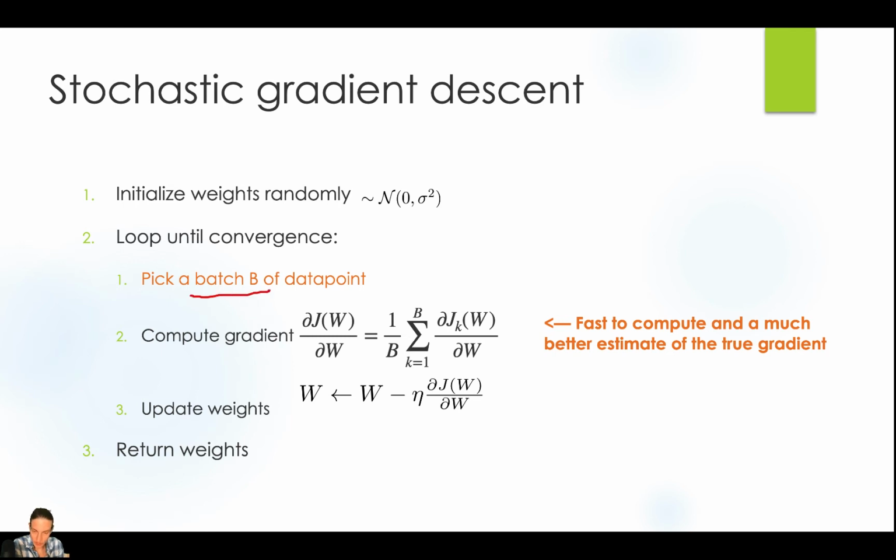So a small variation, which is what in the end we call stochastic gradient descent: pick a batch of data points. Now compute the same gradient for one data point, but do it for the whole batch, and then average it. Okay. It's still fast to compute, and it's a much better estimate of the true gradient than just taking a look at one data point. And then again, same thing, we update the weights. That's it. So this is stochastic gradient descent.